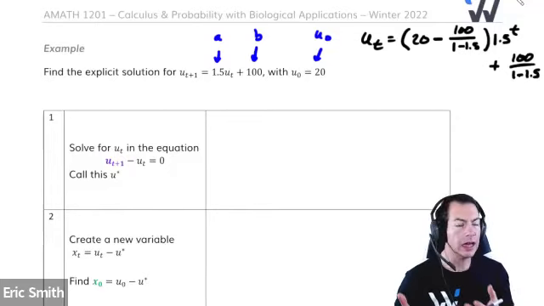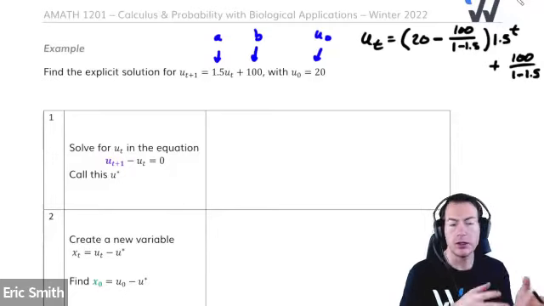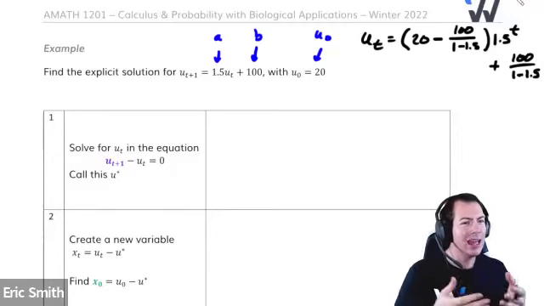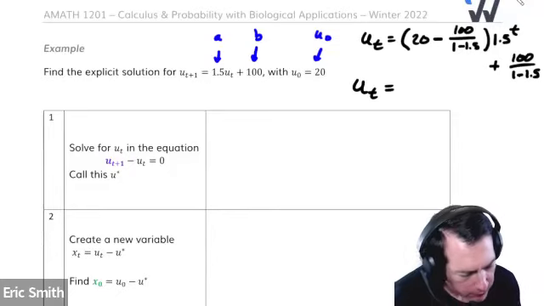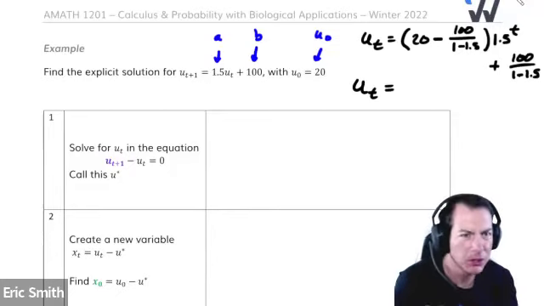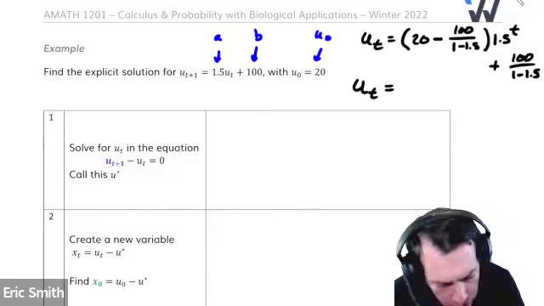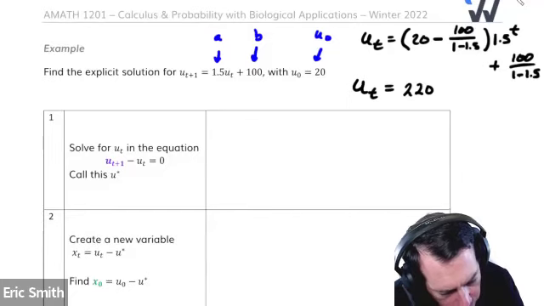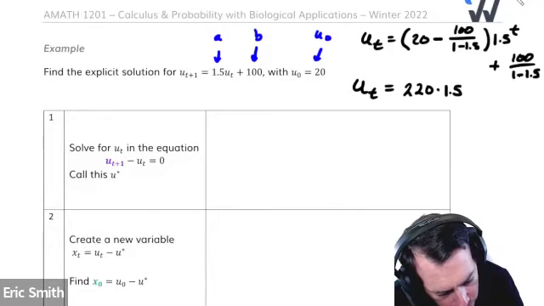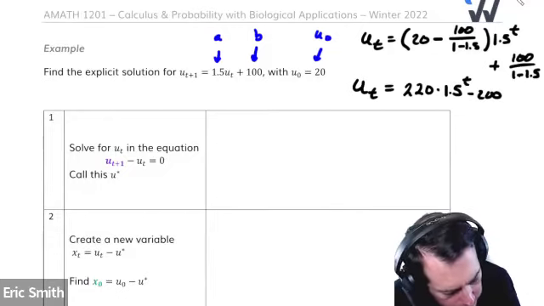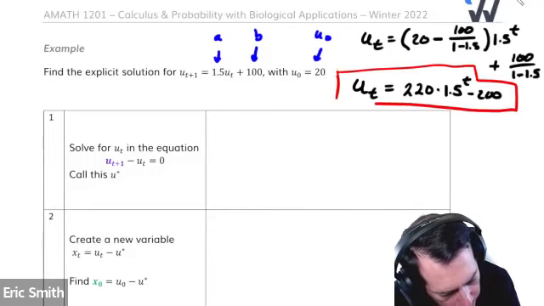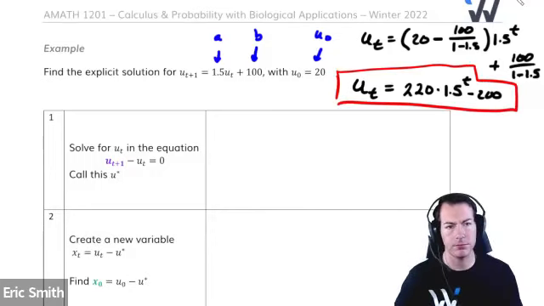Okay, so I'm really just identifying my A and B, plugging it directly into the explicit version, and then you'd go through a process of simplifying this. I'll save you some time of multiplying those terms together and actually going through that simplifying process. This turns into 220 multiplied by 1.5 to the power of t minus 200. I'm going to box that in there. That would be the explicit version.